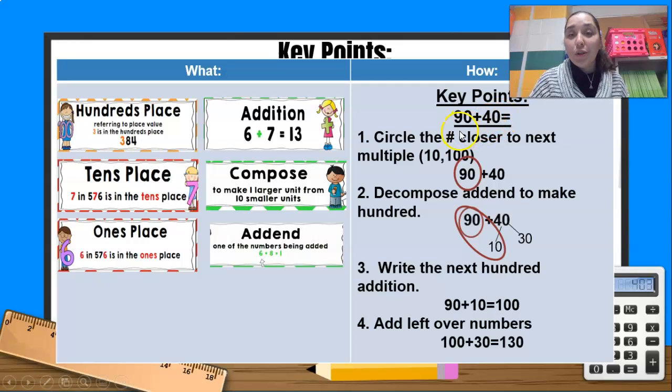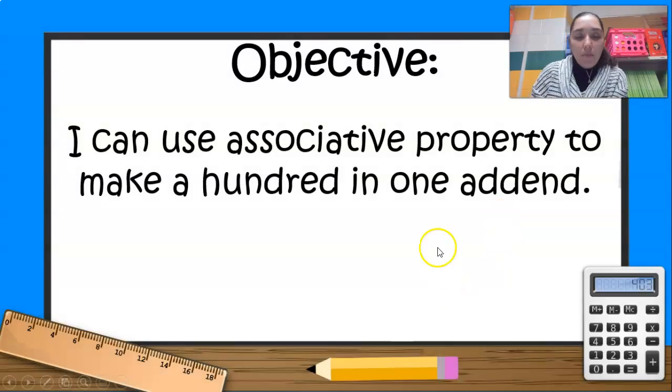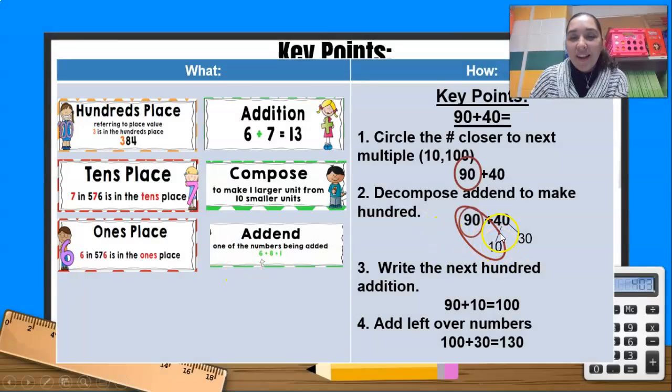The first thing that you do is circle the number that is closer to the next multiple. So I circle the 90. Then I decompose the other add-in to make 100. So in this case, I circle 90, I have 40, and I think, how many more do I need to make 100? Well, you know that you need 10, so I write a 10 here. 10 as one part, and 30 as another part, because 10 and 30 make 40.